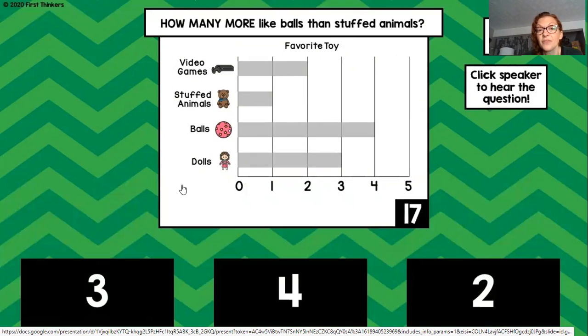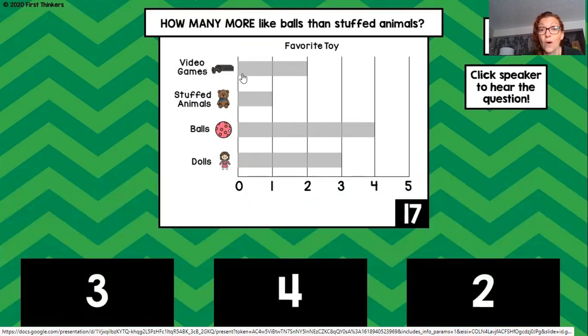All right. Look at the numbers, how it's labeled here. Here are the different toys. There's video games, stuffed animals, balls, and dolls. Then the numbers down here tell you how many people. And the bar, when it stops at the number, you can follow the line down.